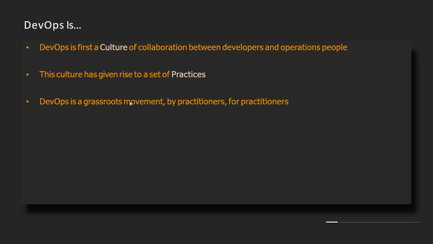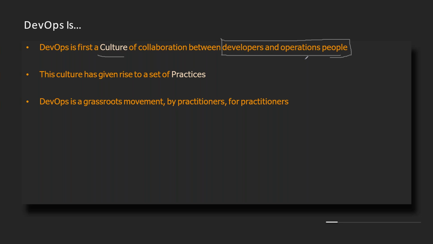So DevOps is not a technology, by the way, guys. People always assume DevOps is a technology. Not really. DevOps is a culture, or it's a methodology. Okay. The way we define the process is nothing but DevOps. DevOps is first a culture of collaboration between developers and operations teams. So whenever we are talking about DevOps, the main purpose or the main aim of DevOps is the collaboration between these two teams, guys, which is development and operations. That's what it all talks about.